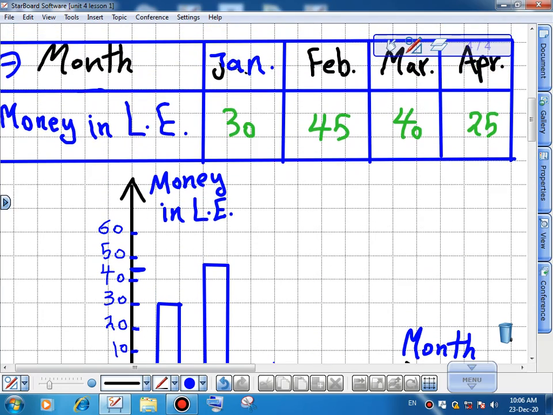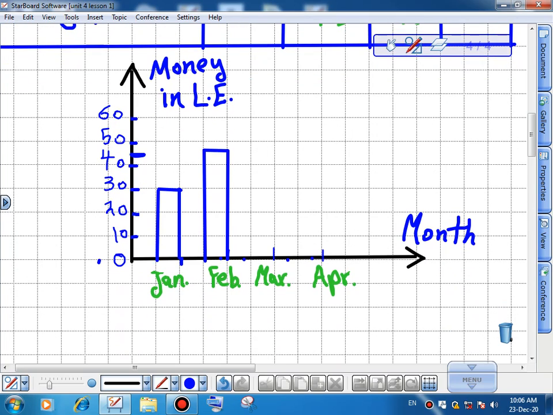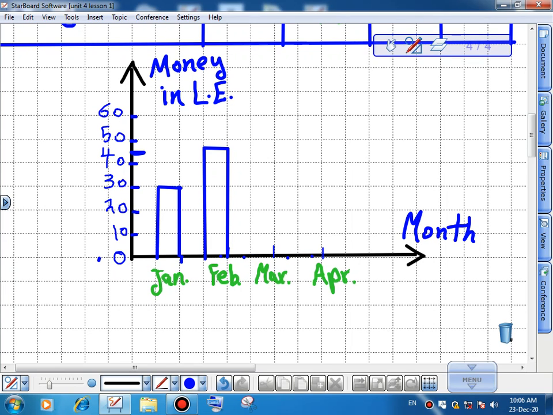The third month, March, he saved 40 pounds. So we go from 0 and keep moving to 40, like this. With your pencil and your ruler, not with your hand, make the double line and close the part to make the bar graph. It will be from 0 to 40. And the last month, April, from 0 to 25.